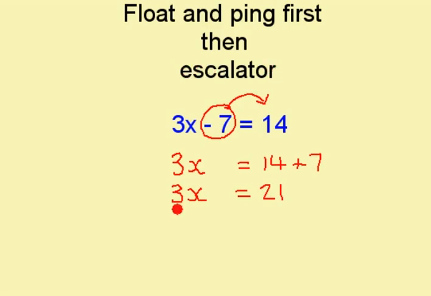I now need to do escalator. The 3 goes down the escalator. So I've got x equals 21 over 3. And 21 divided by 3 gives me 7. So x equals 7.